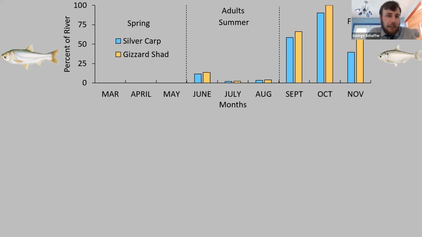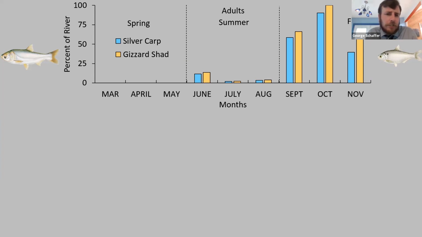So we divided the amount of high quality habitat by the whole amount of the river. On the x-axis, we have the months. The blue bars represent the percentage of the river that was considered high quality habitat for silver carp, whereas the yellow bars represent the area of the river that was considered high quality for gizzard shad. This figure in particular is showing the adults of both species.